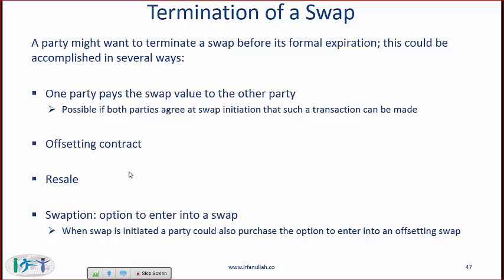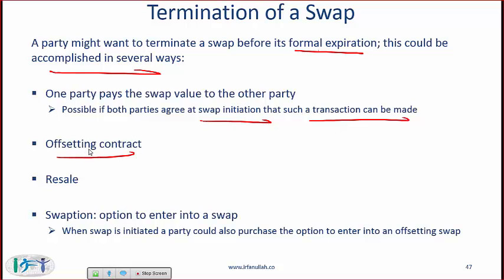How do you terminate a swap? A party might want to terminate a swap before its formal expiration. This could be accomplished in several ways. One party pays the swap value to the other, possible if both parties agree at swap initiation that such a transaction can be made, or you get into an offsetting contract, or there is a resale, but this is very infrequent because the contracts are very customized, so you can't just take your contract and sell it very easily.